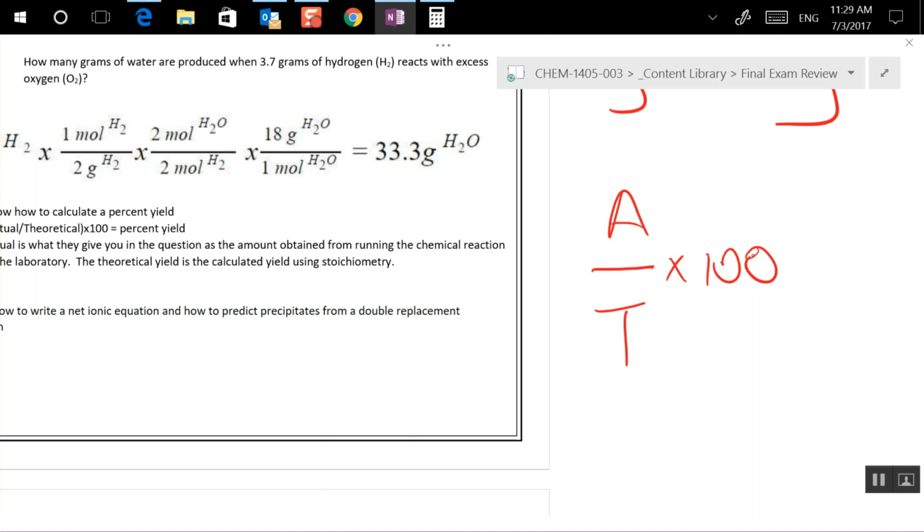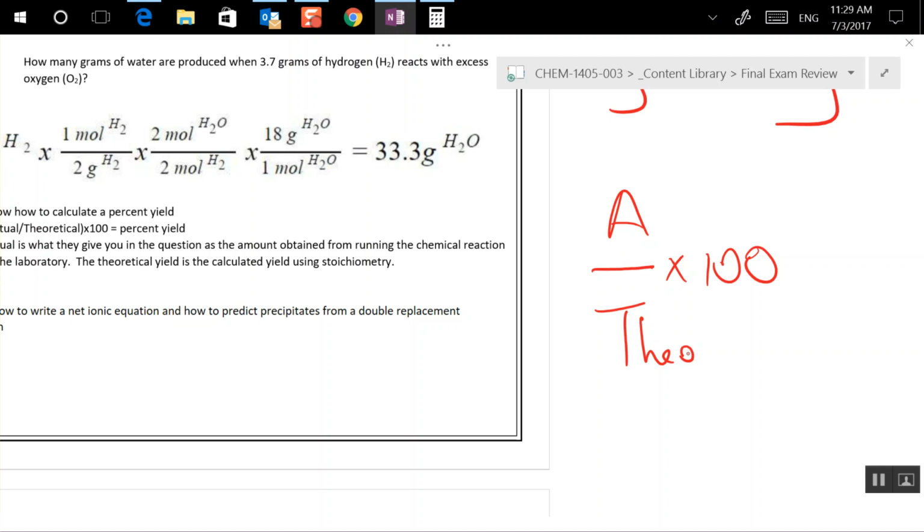Exactly. Theoretical is calculating it through stoichiometry. So if you do the stoichiometry and you calculate an answer, that is your theoretical. Okay? Because it's not truly the amount that you created, right? It's just a number that you calculated. So it's simply theoretical. What is the actual? Where does that come from?